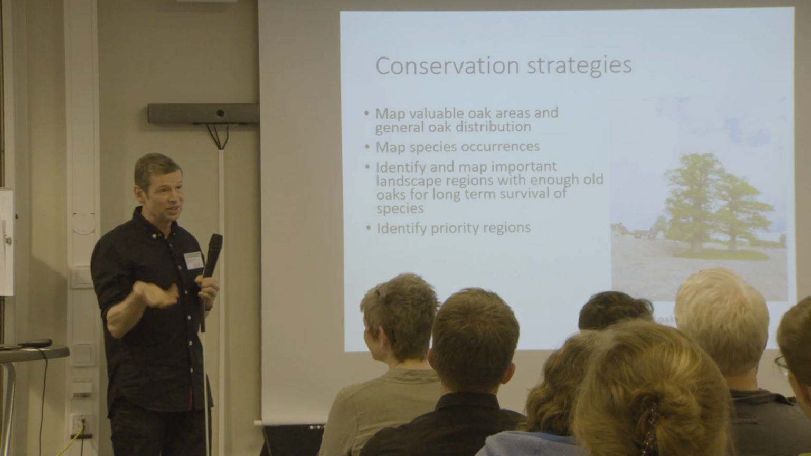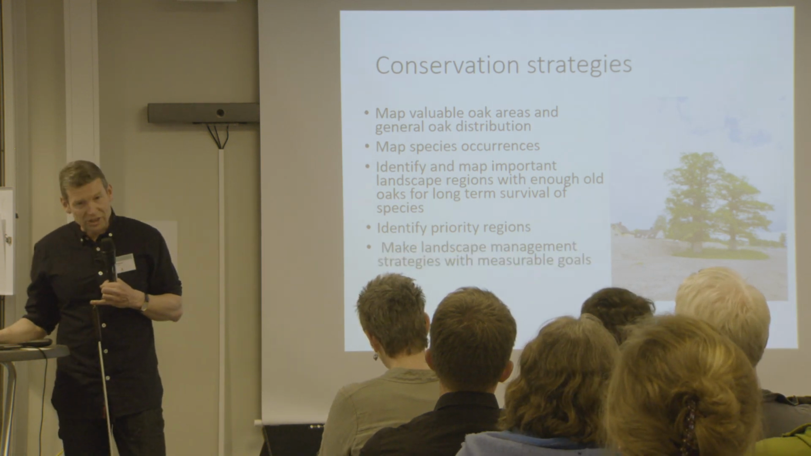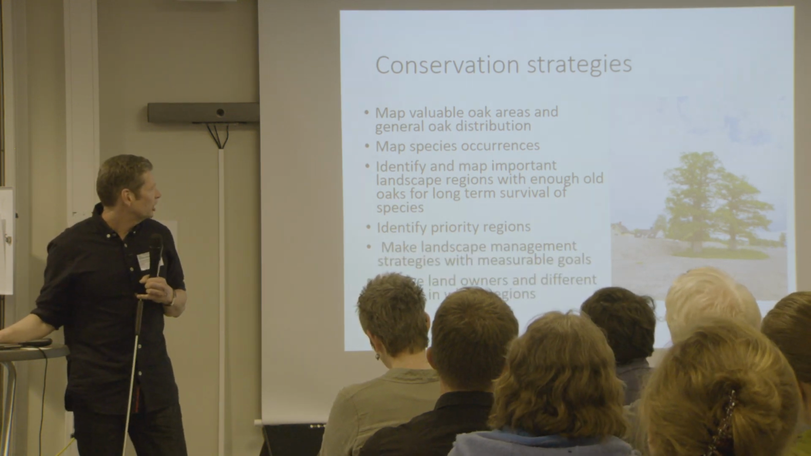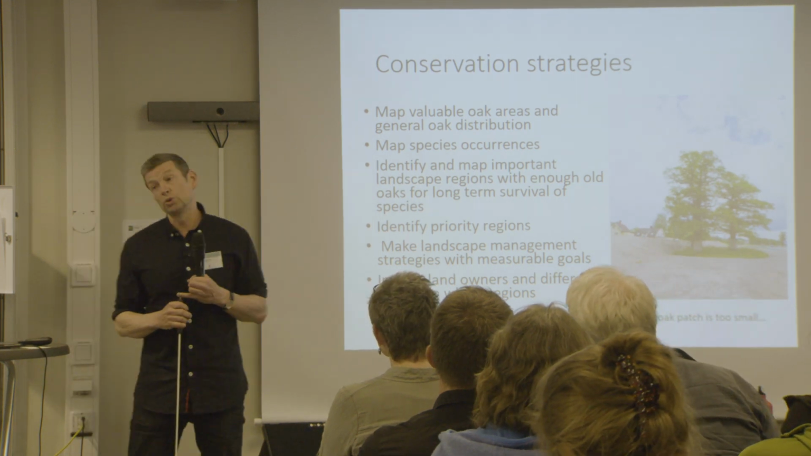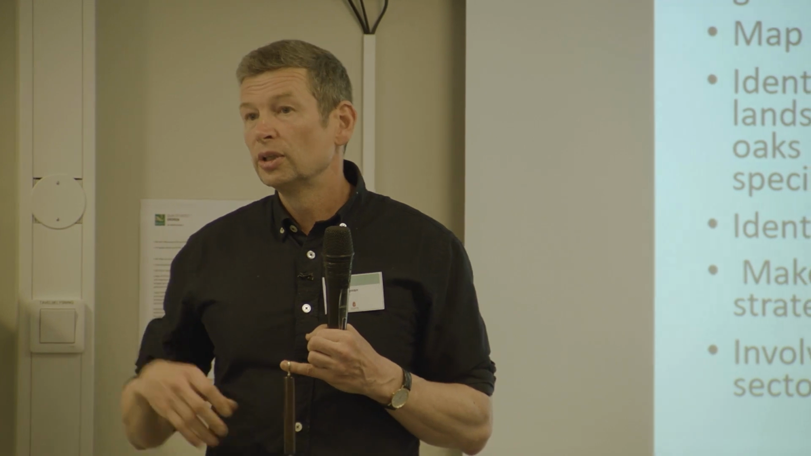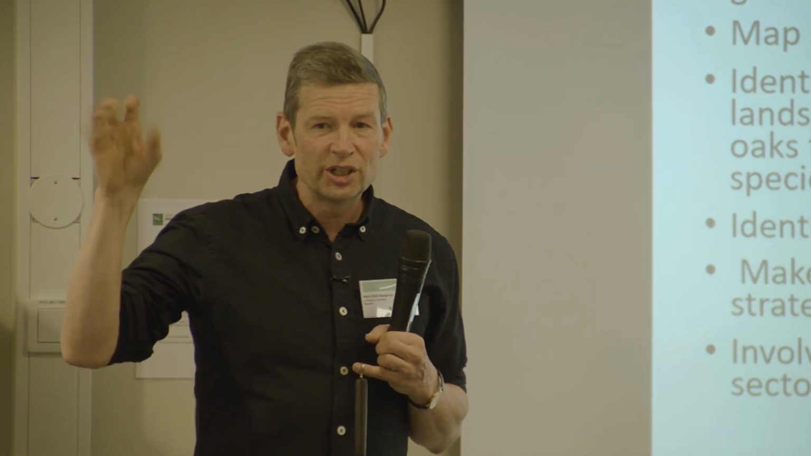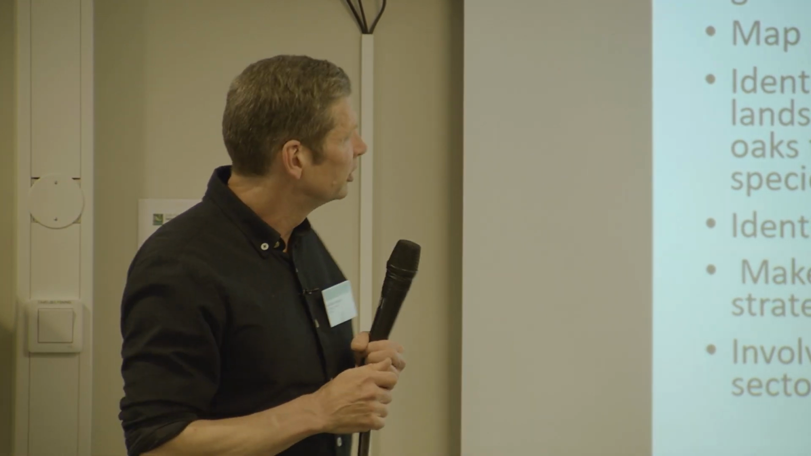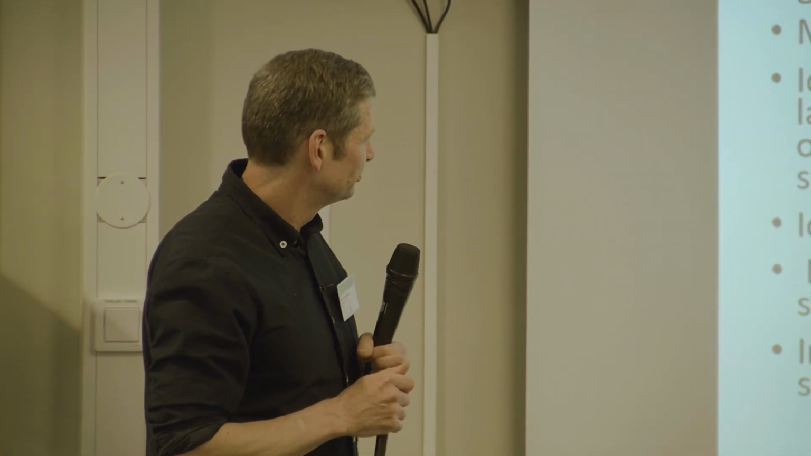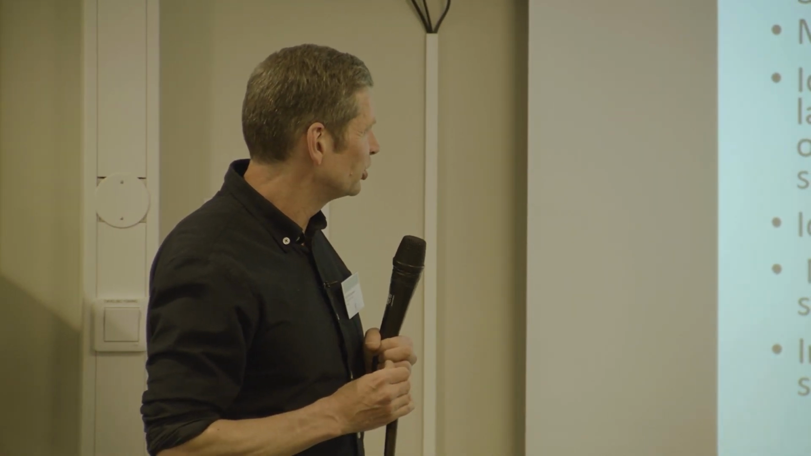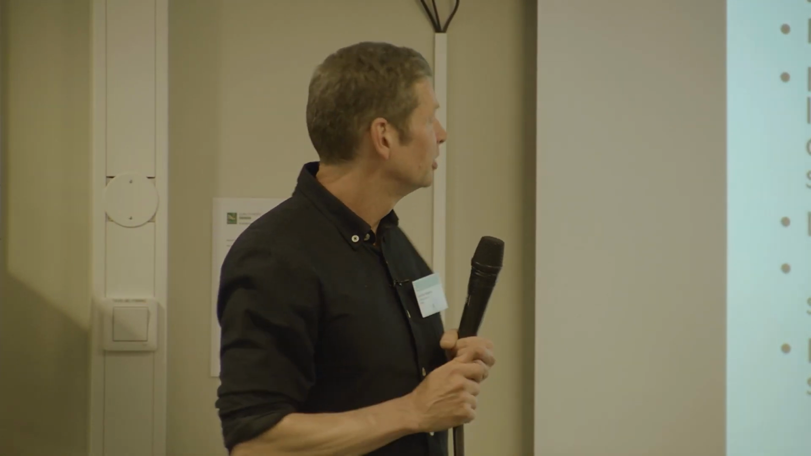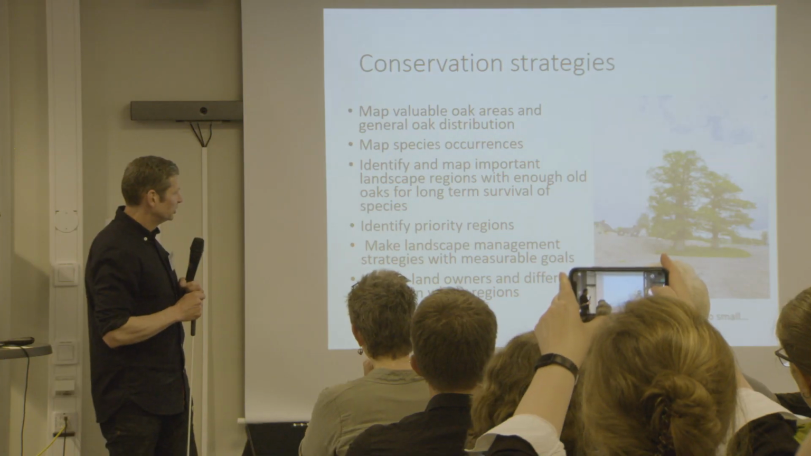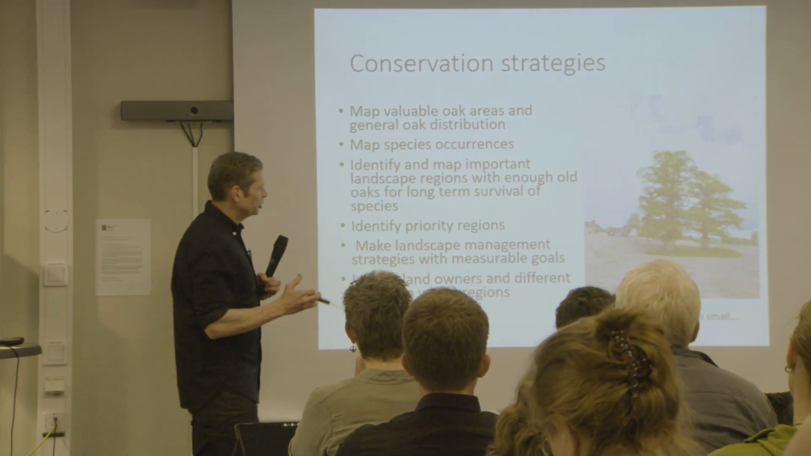Identify priority regions, of course, then with this. And make landscape management strategies with measurable goals. I think that is important. We know how many oaks, how large areas we would like to have. Do it. Try to involve landowners and different sectors in whole regions. We have oaks in forests, arable fields, everything. We don't want to see this.